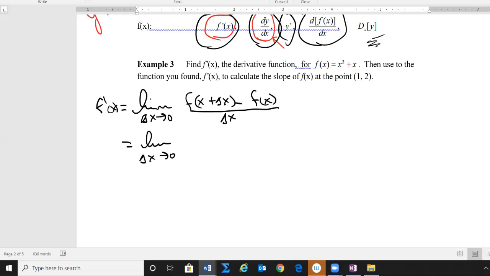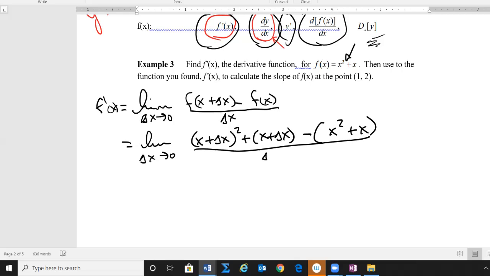Okay, so f of x plus delta x becomes x plus delta x. You have to square that. Then you're going to add another x plus delta x, because that's what the formula calls for, right here. And then you're going to subtract plain old x squared plus x. And it's all divided by delta x. Let's continue.